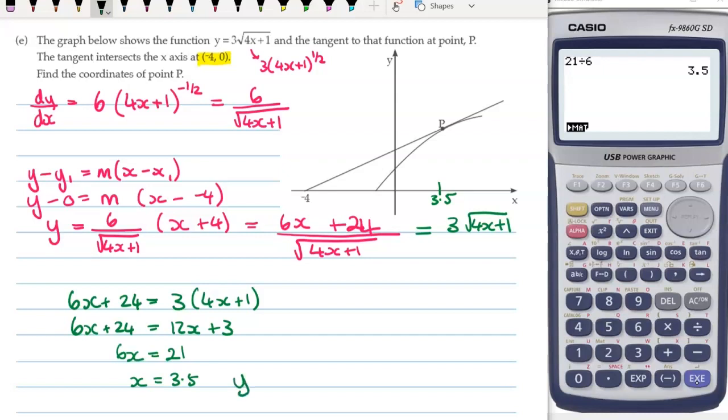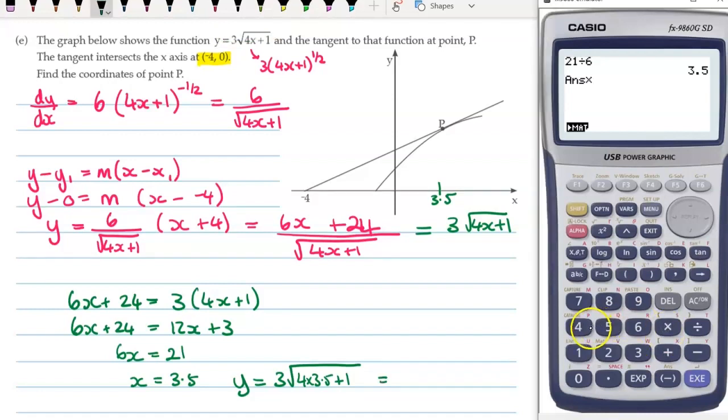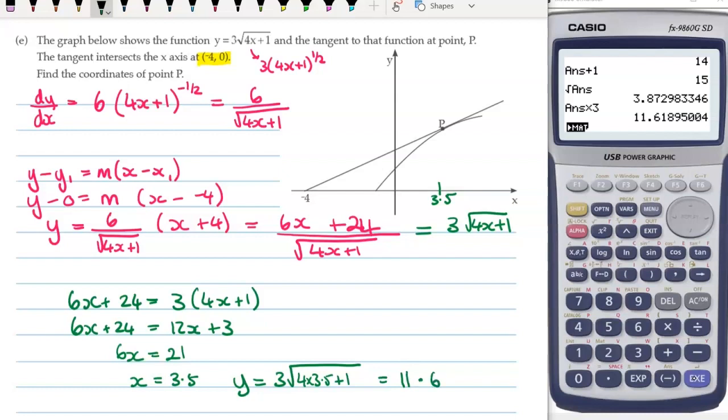We need the y coordinate also. So y will be 3 times the square root of 4 times 3.5 plus 1, just putting it back into our y equation up here. So that will be, let's go times by 4, add on 1, square root it, and then times by 3, we've got 11.62. So the coordinates of P are that x is 3.5 and y is 11.62. And we are done with another paper.